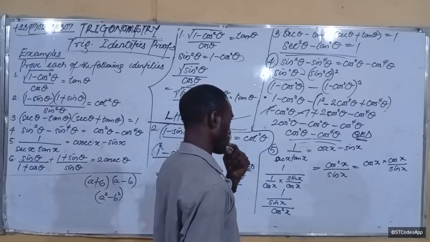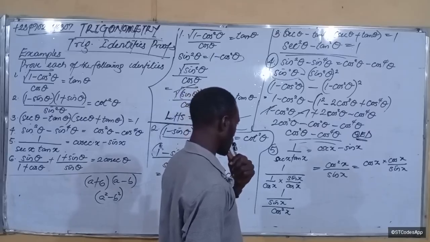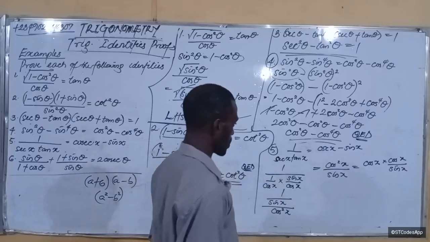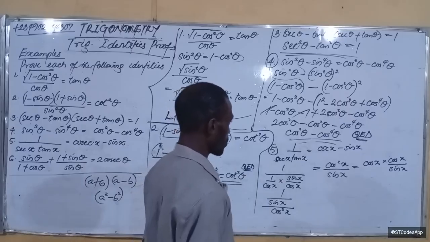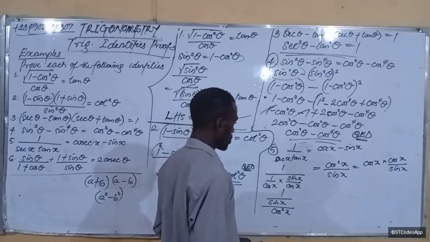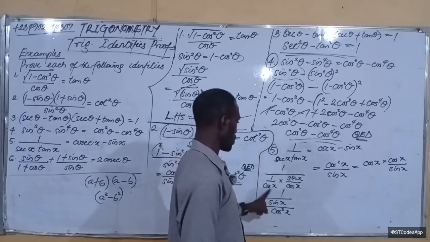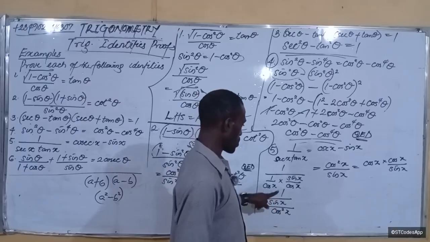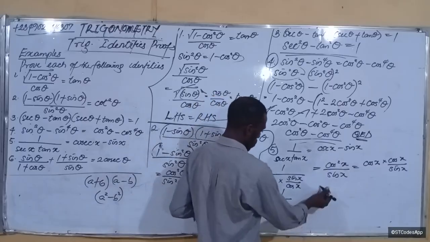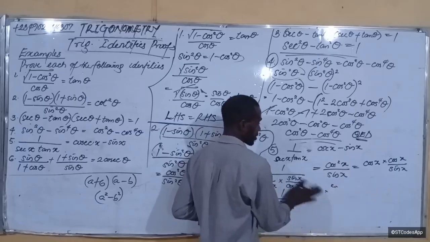Now, we are not yet done. I have not gotten what we want to get. You know that this times this, 1 over cos, sine over cos, this times this is cos squared theta. So 1 divided by this will be 1 over 1 times cos over sine now, yes.